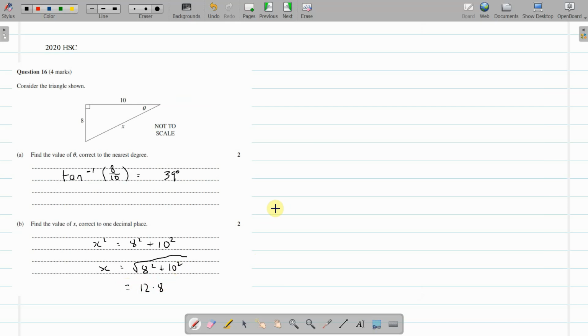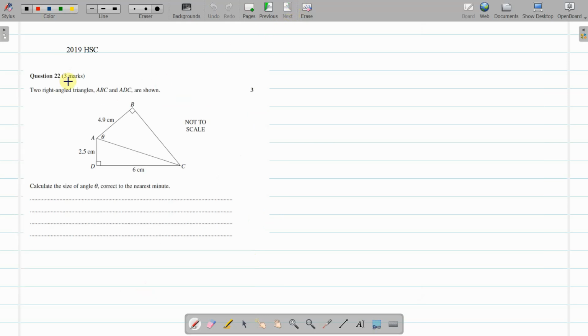Another easy 2 marks. Something tells me that maybe next HSC, this one may be not quite so easy. We'll see. 2019 HSC. We've got 2 right angle triangles, adjacent. Calculate the size of angle theta. So here we are, that angle, to the nearest minute, for 3 marks.